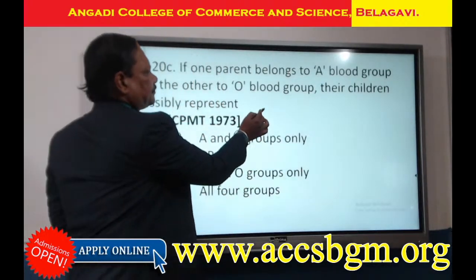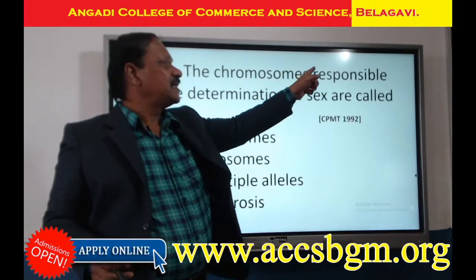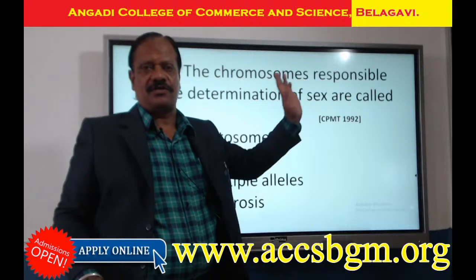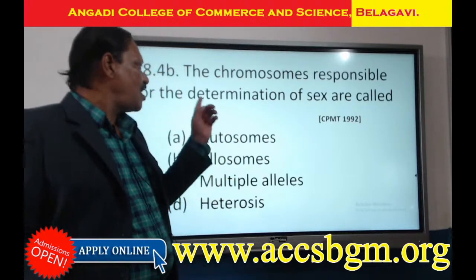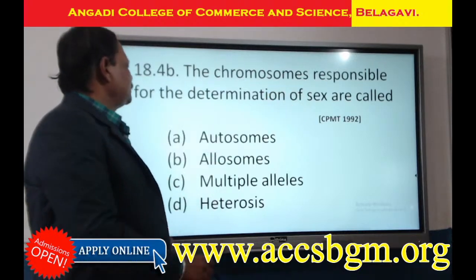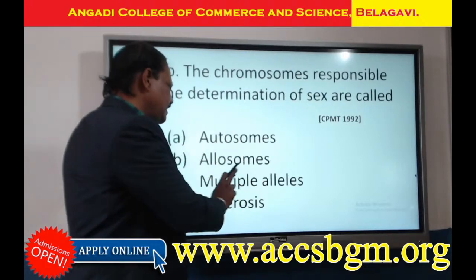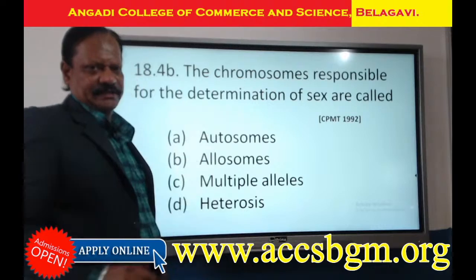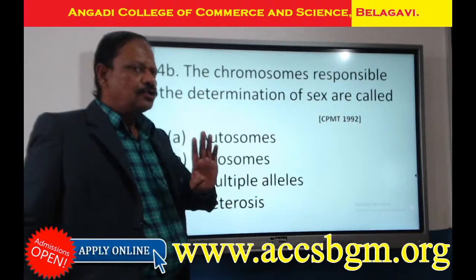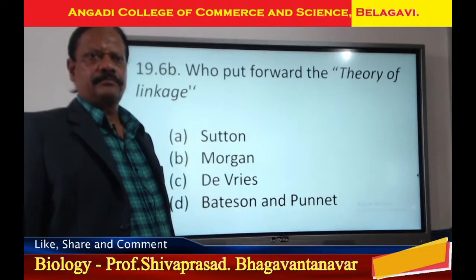Just see the next one. The chromosomes responsible for the determination of sex are called: autosomes, allosomes, multicolorians, or heterosis. Here the right answer is allosomes, option B. Already I explained. So the right answer is option B.